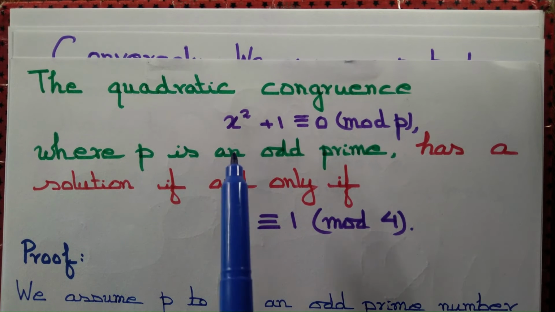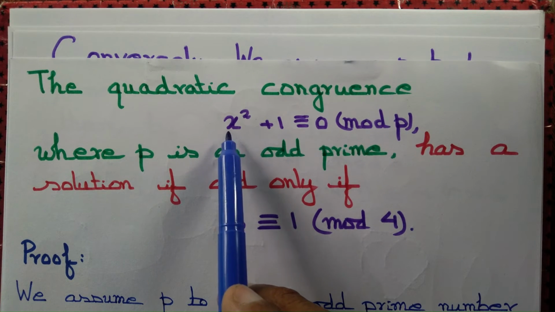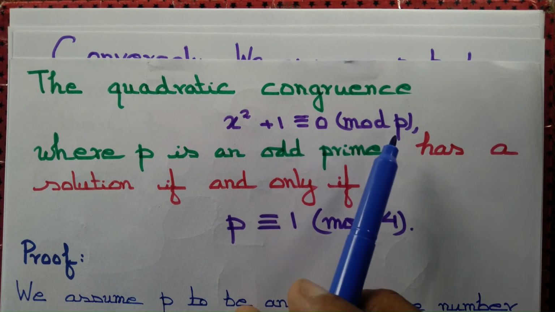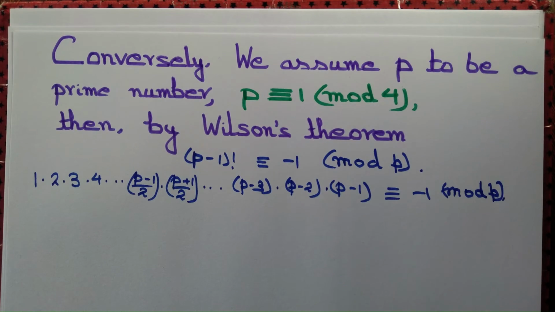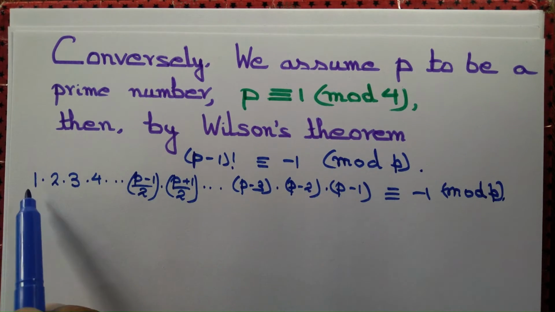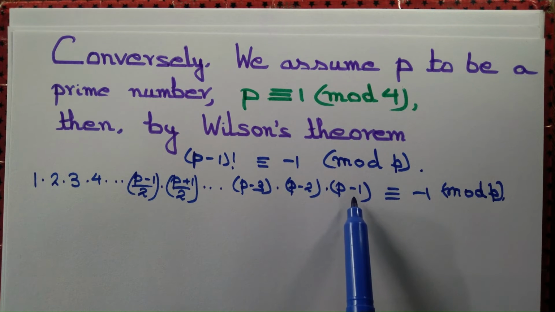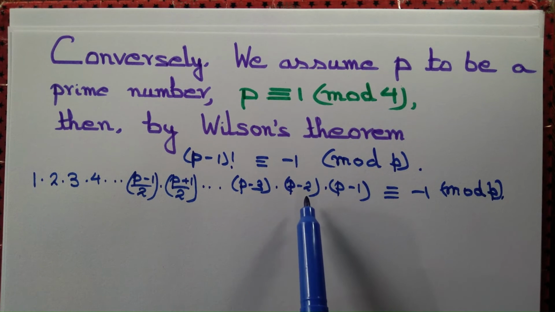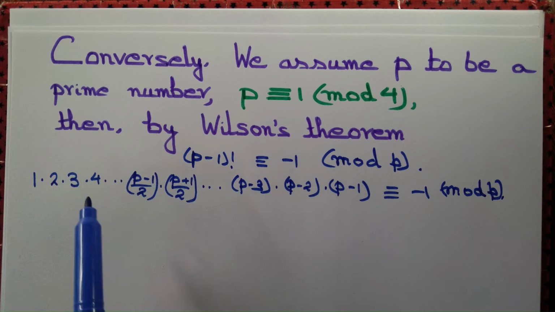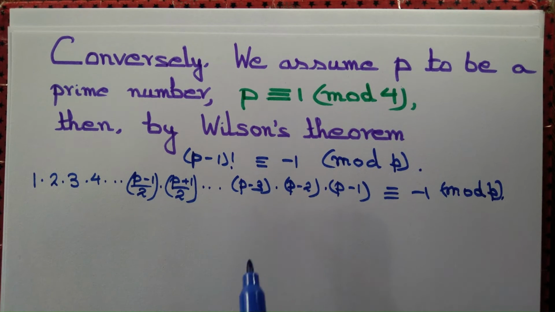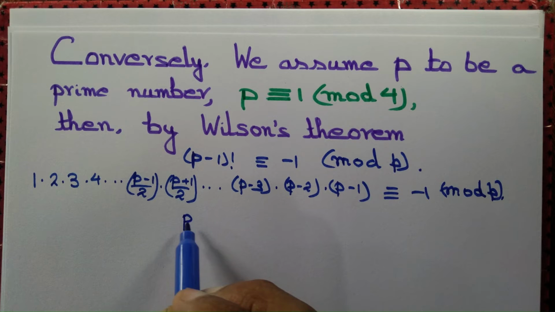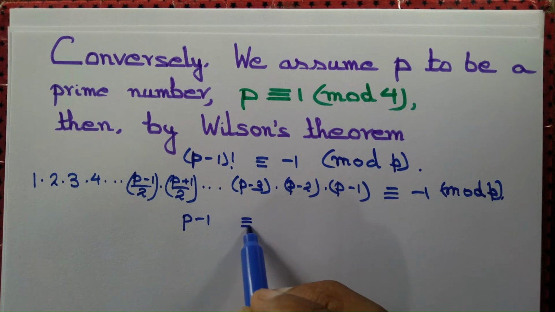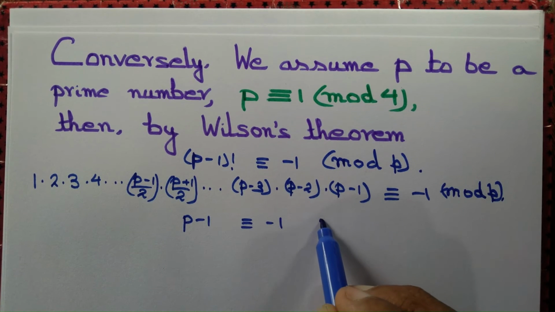We need to somehow produce an integer x such that x squared plus 1 is congruent to 0 mod p. Can we see the square here? You see that 1n minus 1 gives us minus 1 square, 2n minus 2 gives us minus 2 square, 3n minus 3 gives us minus 3 square. Let's do that. You see that p minus 1 is congruent to minus 1 mod p.